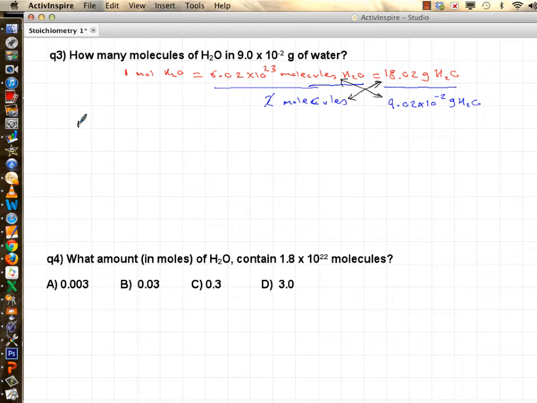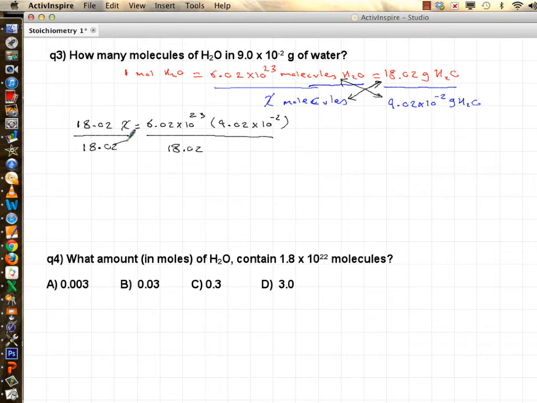18.02x is equal to 6.02 times 10 to the power 23 multiplied by 9.02 times 10 to the minus 2. Divide both sides of the equality by 18.02 in order to express it in terms of x only. So x is equal to this multiplied and divided by that.